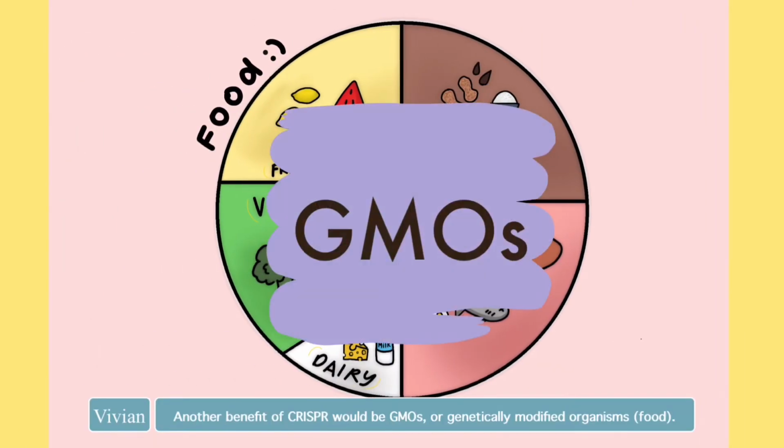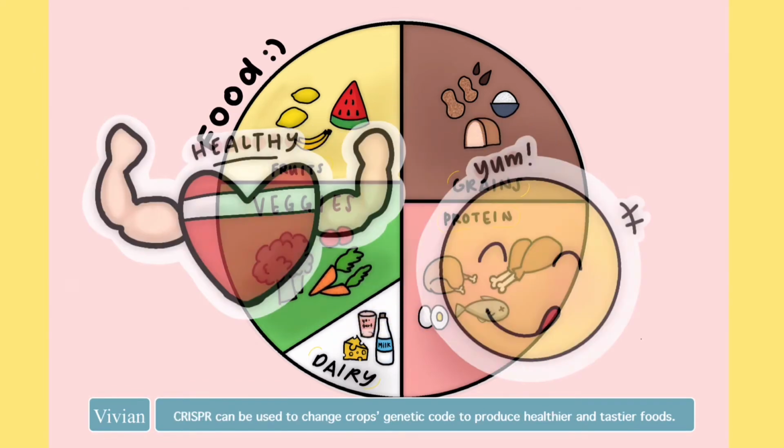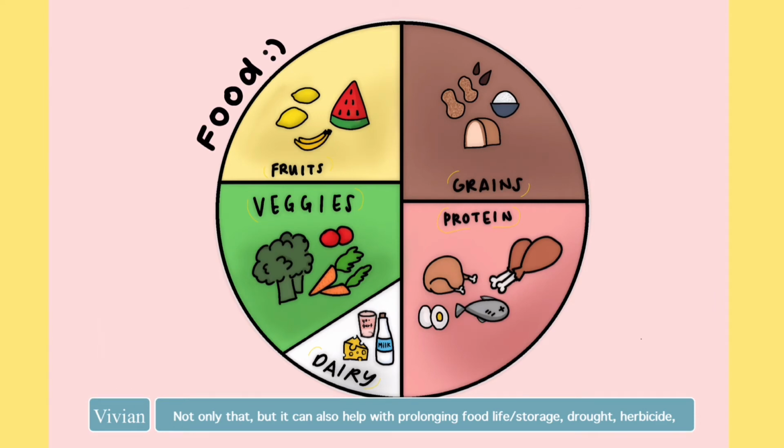Another benefit of CRISPR would be GMOs, or genetically modified organisms. CRISPR can be used to change crops' genetic code to produce healthier and tastier foods. Not only that, but it can also help with prolonging food life and storage, drought, herbicide, and insecticide resistance, and overall improve the quality and safety of crops and agriculture.